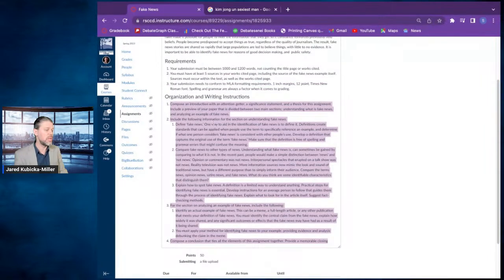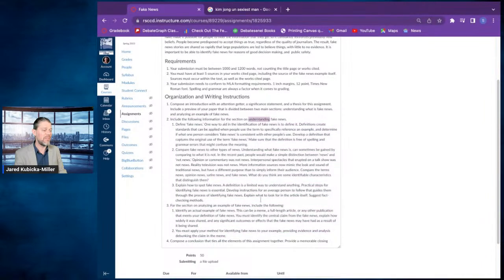All right. So remember to always have an introduction to your work, letting them know what's happening. But there are two main sections in the body of the work. And the fourth point is just the conclusion. But take a look here. How I have this organized is that there are two main sections. See, number two and number three here represent that. The first section is about understanding fake news, and the second section is analyzing an example of fake news. This first section has three parts.